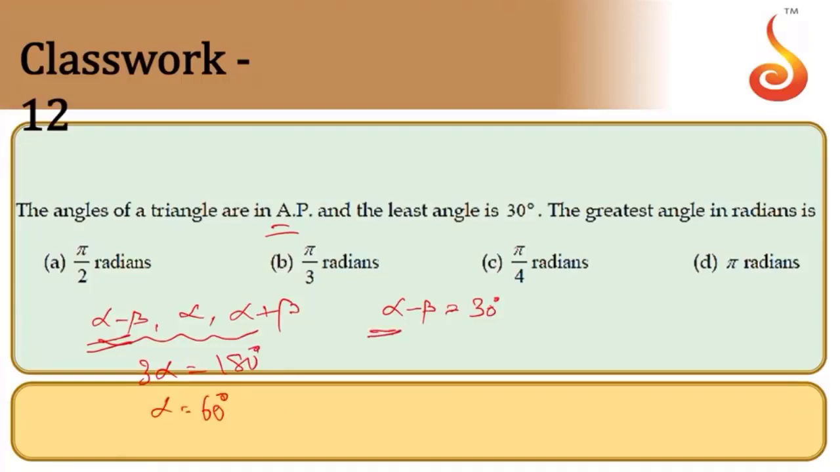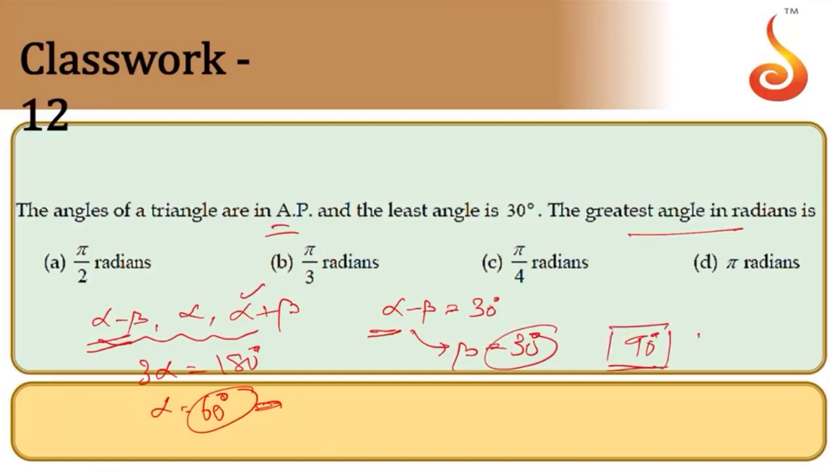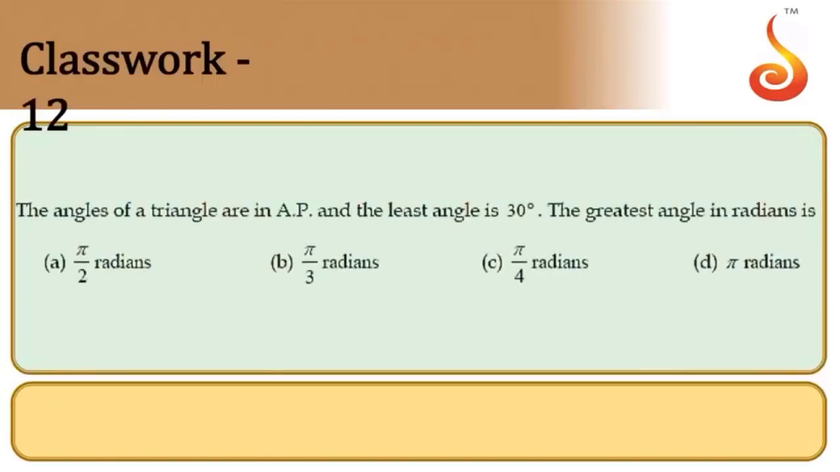If alpha is 60, then automatically from here, beta must be 30 degrees. Therefore, now the greatest angle is nothing but alpha plus beta, 60 plus 30, which is equal to 90 degrees. So this is alpha plus beta, so this is pi by 2. So the answer is equal to 90 degrees. So the answer is A.